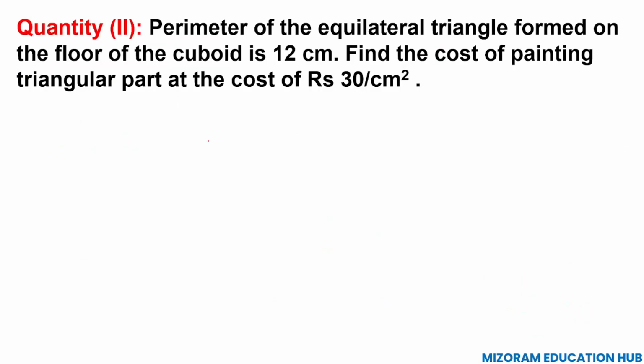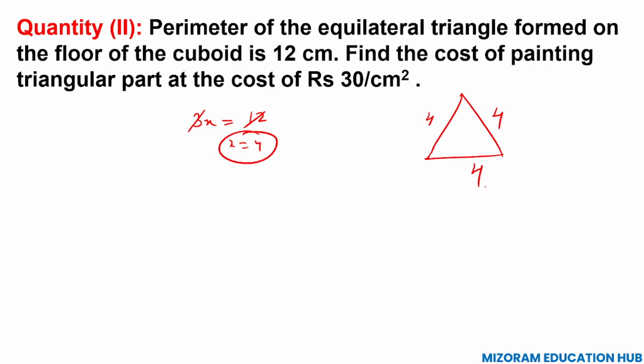Okay, here is the second quantity. Perimeter of the equilateral triangle. Perimeter is the sum of all the sides. Each side is x, x, x, and the given perimeter is 12 centimeter. So 12 centimeter is equal to 3x, and cancelling 3, x is equal to 4. So this is the side.